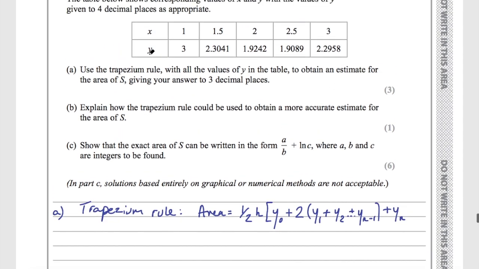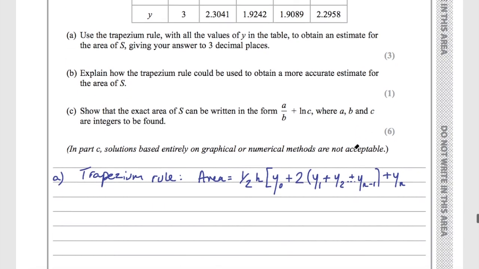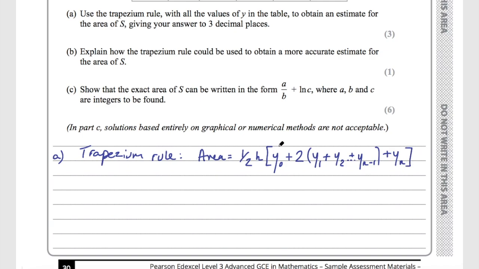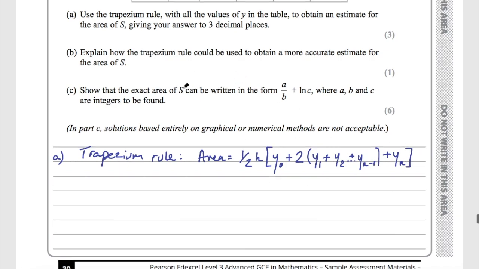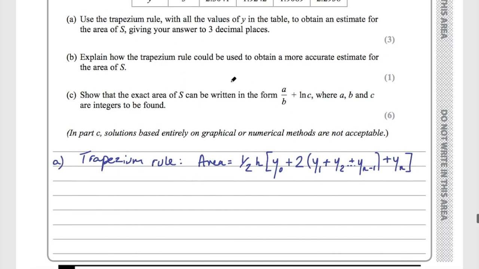In this case, y goes up to where x equals 3, so this would be the last y value in our case, and that's it. So while that might look a bit fancy, and I'm sure you've seen the trapezium rule before if you're studying A levels, all it is is a rearrangement of adding the areas of each trapezium together.